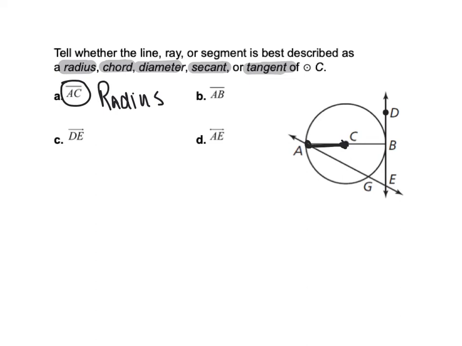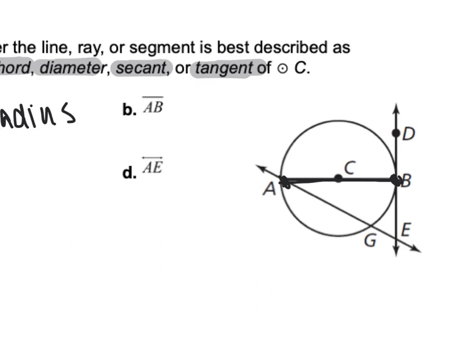Okay, and then the next one, we're looking at AB. So here's A and here's B, those points are both on the circle and it goes through the center of the circle. So the most specific name we would have for that is a diameter. Although technically we could also call it a chord.